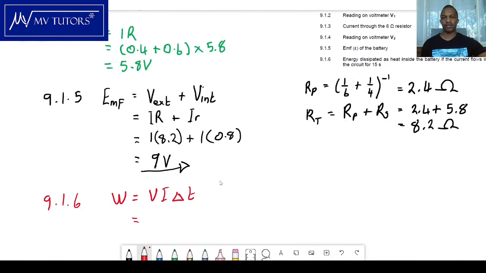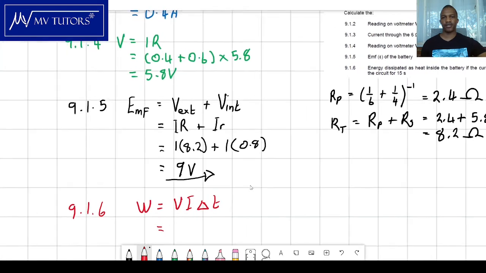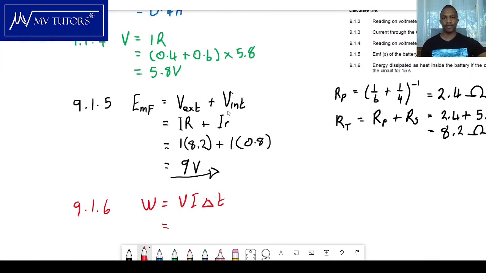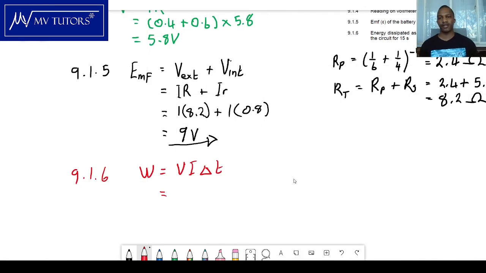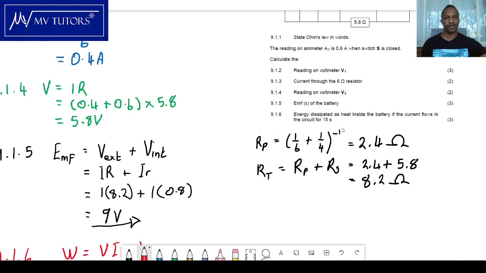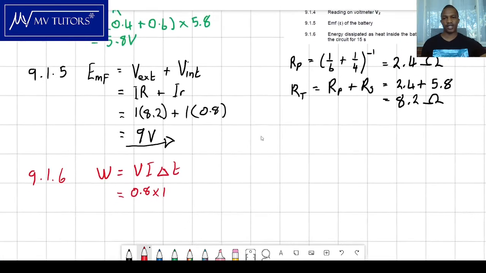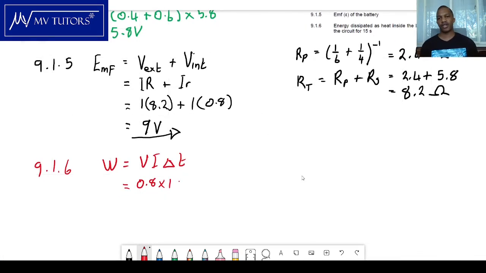The voltage is equal to IR inside the battery here. You see, voltage is IR. The I was 1 and the R is 0.8. So our voltage is 0.8. And then what's our current? Our current is just 1. And then what's our change in time? Let's come back to the question. Flows in the circuit for 15 seconds. Time always has to be in seconds. So if the question gives you minutes, convert it to seconds.